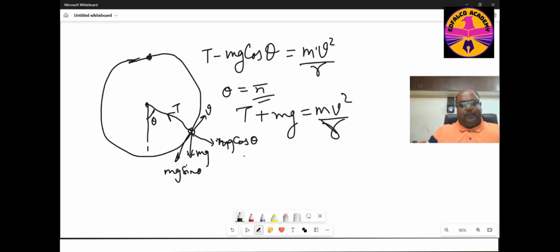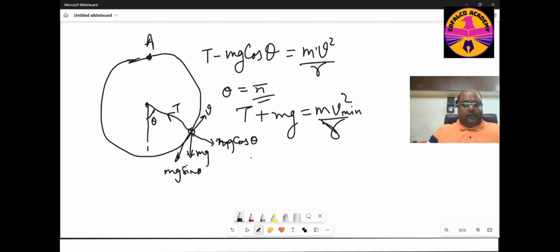mv square by r. Now, this is the point where your velocity is going to be minimum, because we already discussed that the velocity is reducing and reducing as it is going up, right? Because of this retardation that is happening all the time, mg sine theta, as the body is picking up height, the value of the velocity is decreasing. So at the maximum point, let's say A, the value of the velocity will be minimum. So this is one expression which is coming.